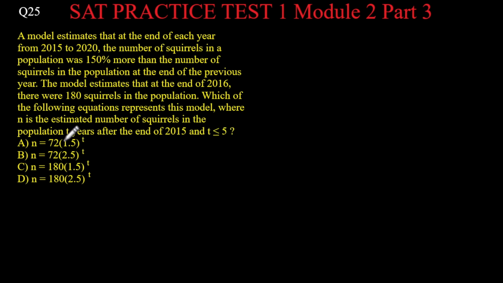Now here's the thing. If it's 150% more and I need to include the starting value, then this one here can't be correct because it wouldn't be multiplied by 1.5.